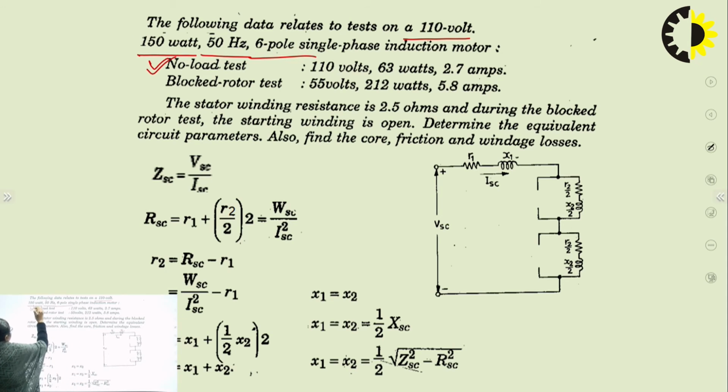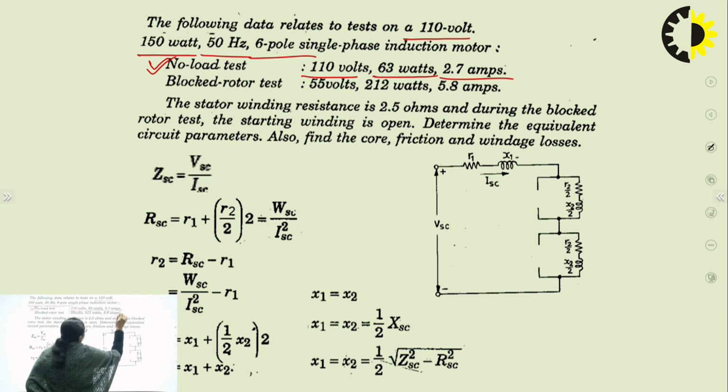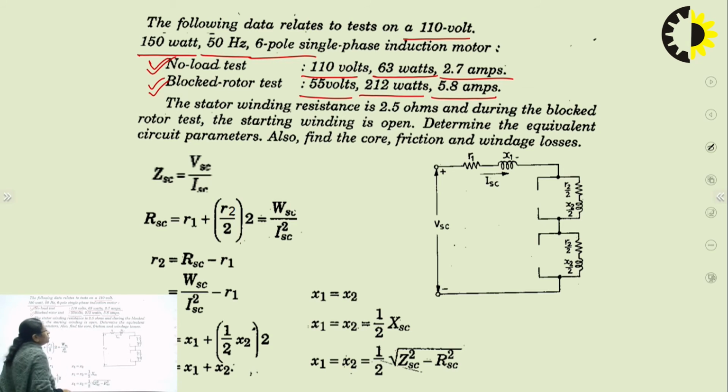You know that the no load test is performed at rated voltage. So the no load test data gives the rated voltage, the power consumption under the condition of no load and the no load current. The block rotor test is performed at rated current. So the rated current of the machine is 5.8 ampere, and 55 volt and 212 watts are the block rotor test voltage and power consumption by the motor respectively. The stator winding resistance is given to us as 2.5 ohms and during the block rotor test the starting winding is kept open. What is the meaning of the starting winding being kept open?